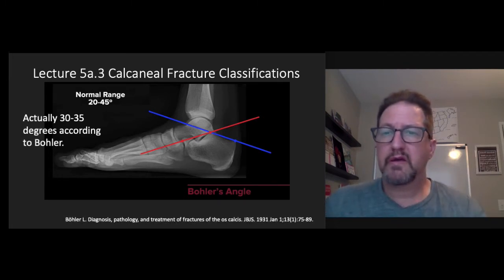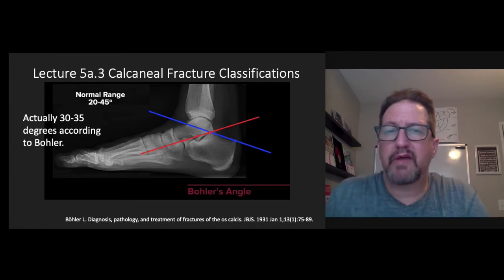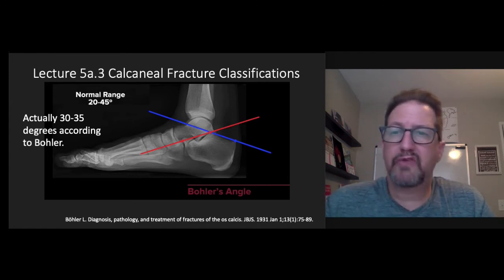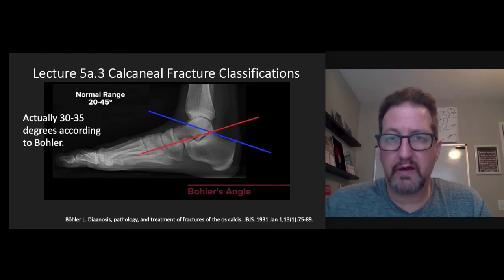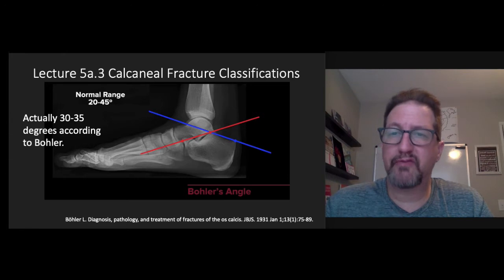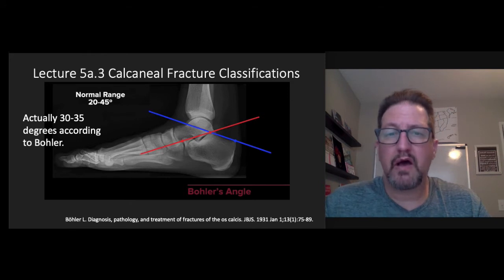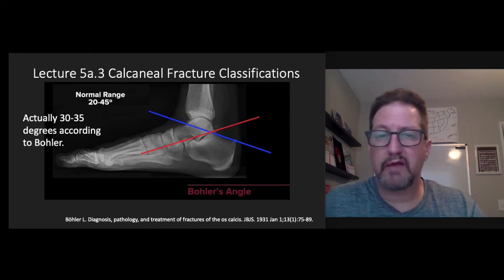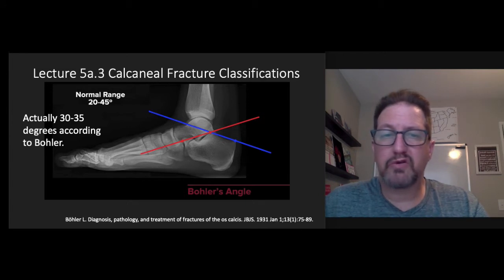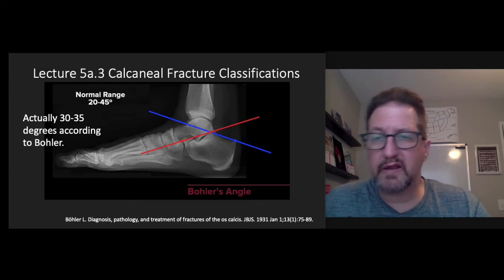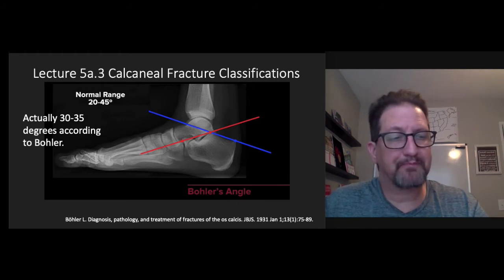So originally, Bowler in his article described that this angle that he found was actually 30 to 35 degrees. So it is common in today's modern day medicine that people quote 20 to 40 as your normal. So for the class, normal is going to be 20 to 40. If you were to quote 30 to 35, that's totally fine. You can show how well read you are by having read or looked at Bowler's original article. If anyone's dying to read it, let me know, and I will send you the original copy.